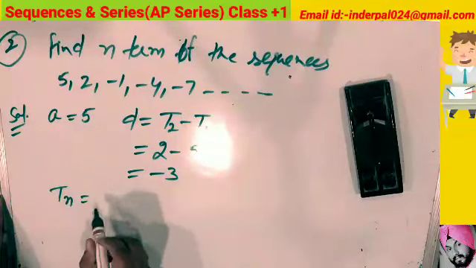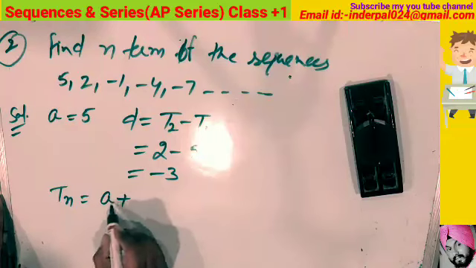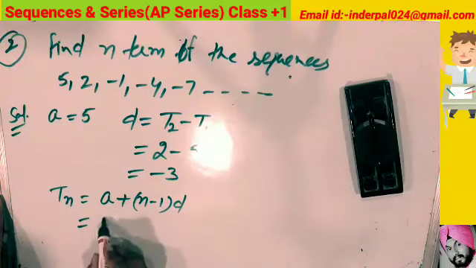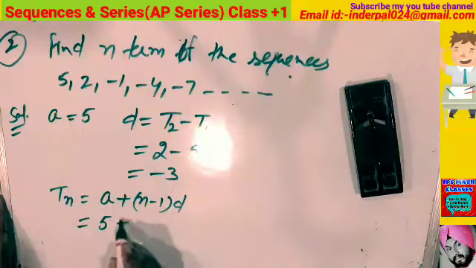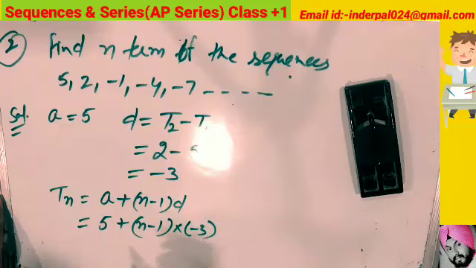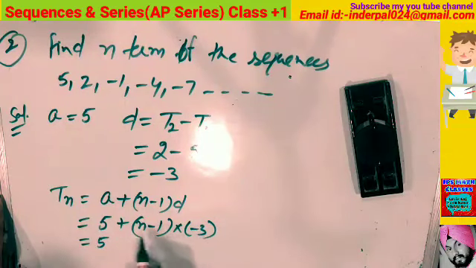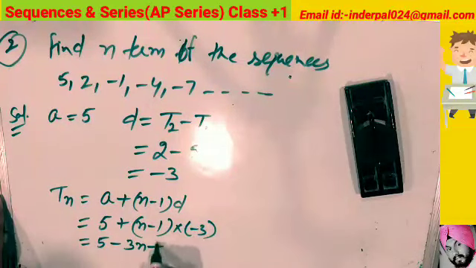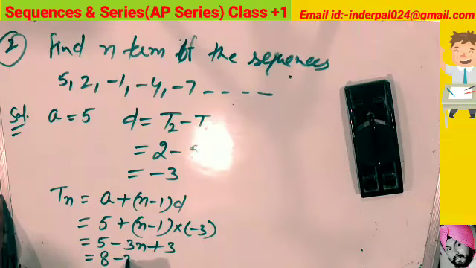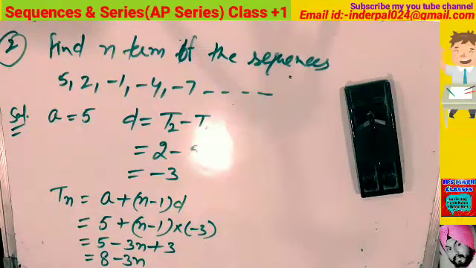Here the formula of the nth term is A plus n minus 1 into D. Putting the value of A equal to 5, plus n minus 1 into D, which is minus 3. Multiply with minus 3 with n: minus 3n, minus minus plus 3. 5 plus 3 is equal to 8 minus 3n. The nth term is 8 minus 3n.